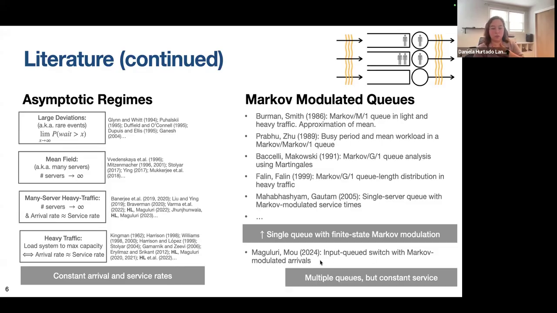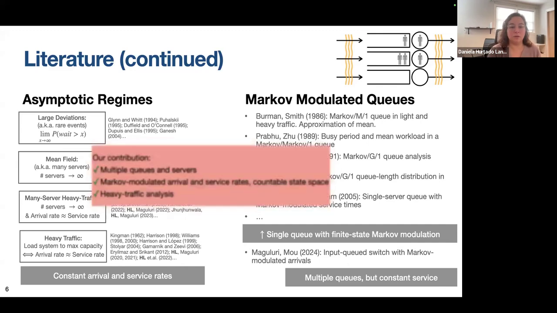However, in an input queue switch, the service time is constant. So every job takes exactly one time unit to be processed. So in this talk, I'm going to focus at the intersection of both. We're going to look at Markov-modulated queues in heavy traffic. So we're going to look at a system with multiple queues and multiple servers. Our arrival and service rates are going to be Markov-modulated, countable state space, so beyond finite state. And as I said, we're going to look at the heavy traffic limit.